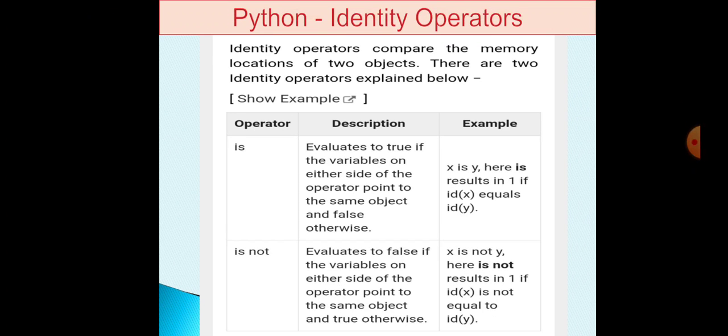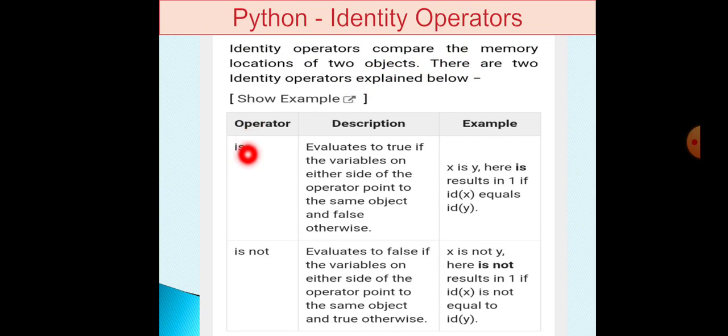Next is the Python identity operators. This is again a new topic added in the Python programming language. Identity operators compare the memory locations of two objects. There are two identity operators explained below. Here you have to compare the memory locations of the two objects, whether they are equal or not.